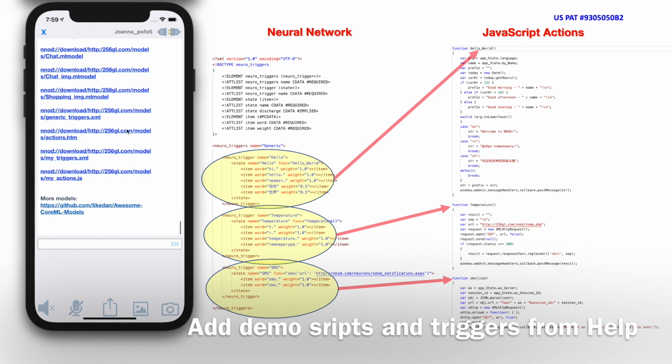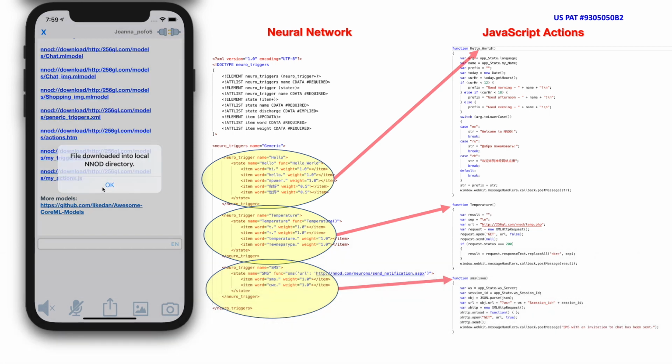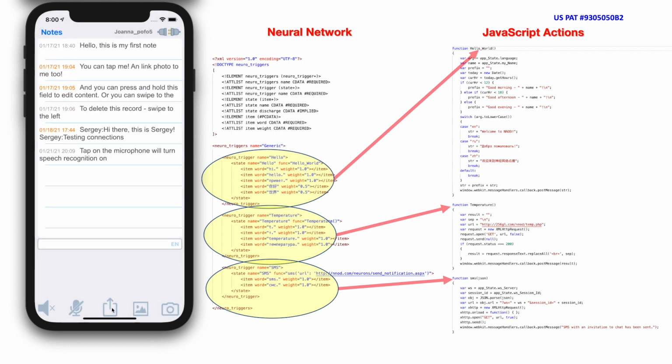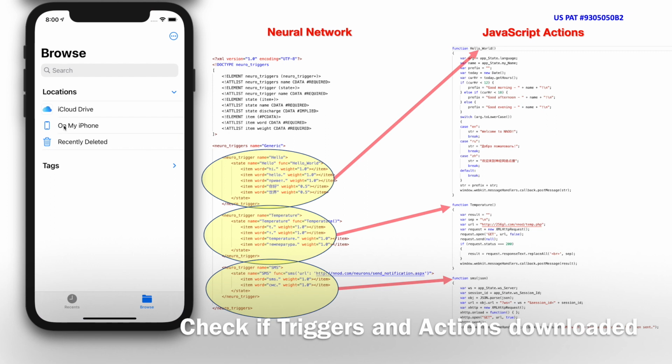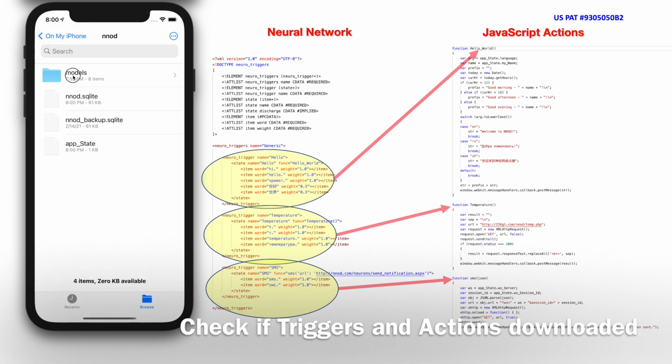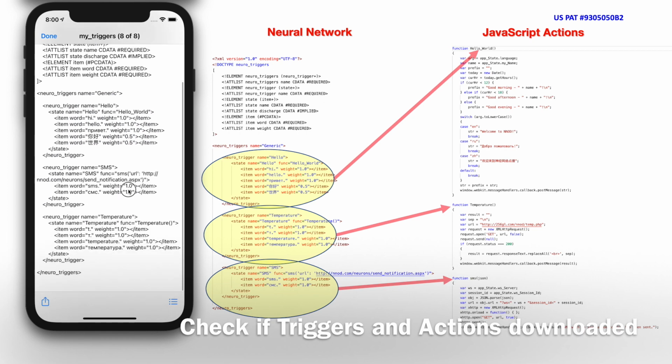1. The simplest will respond to hello. The second will check the temperature sensor. The third one will send SMS. After you download triggers and scripts, you may check their location in the NNOD directory. You can delete everything from this directory, or you can edit JavaScript and XML files for your purpose.